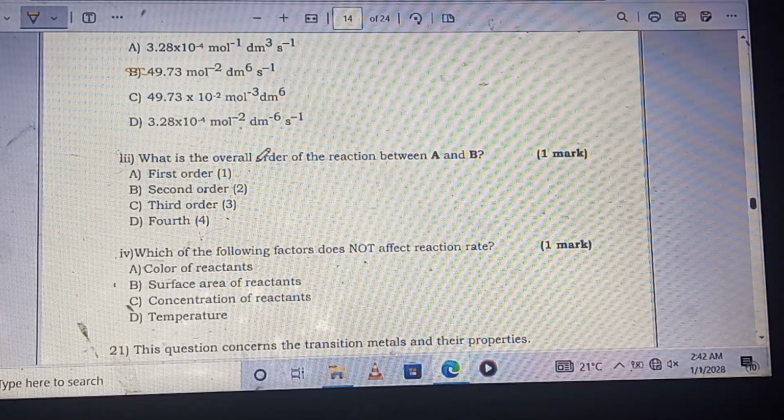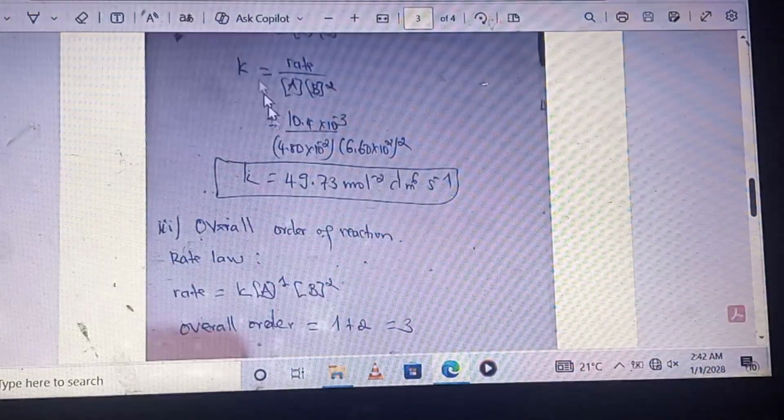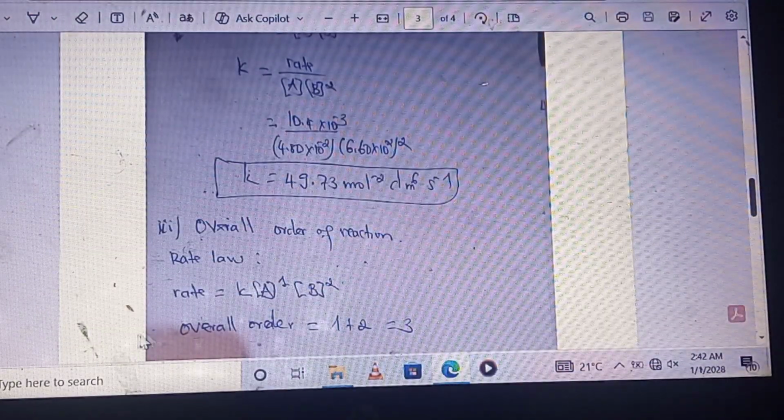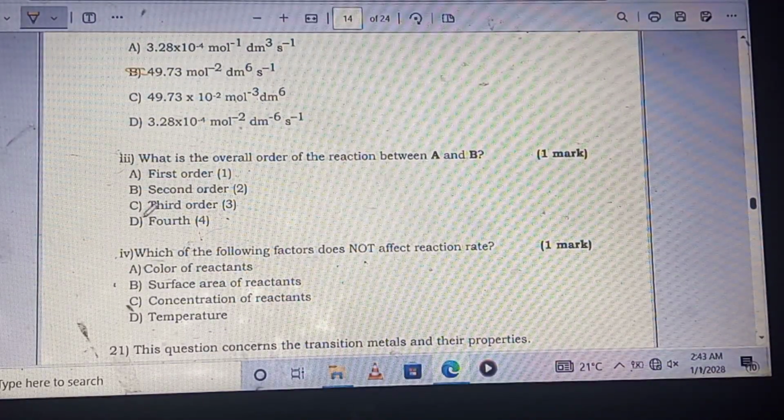III. What is the overall order of reaction between A and B? The overall order of reaction, as you see from the formula of this reaction, rate is equal to K, concentration of A power 1, concentration of B power 2, and then you add these powers. 1 plus 2, you see we have 3. Means that this is a third order. The correct answer is letter C.